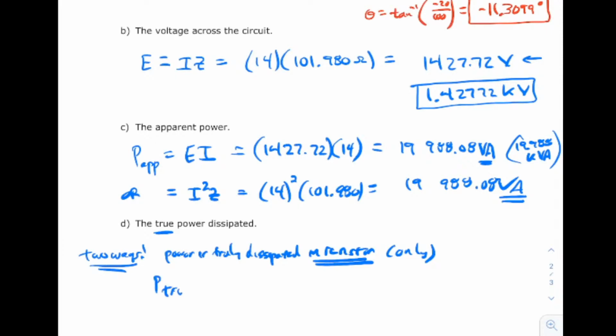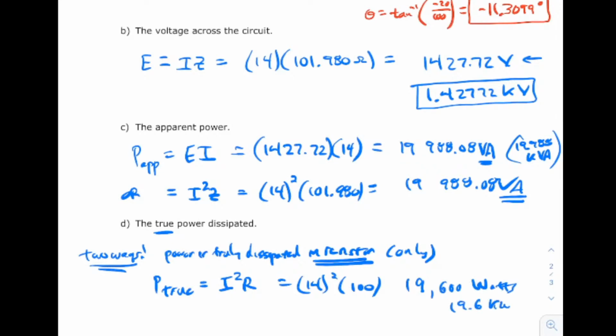what you would do is you would ignore the coil and the capacitor. In other words, you'd use R instead of Z. It's the same current all the way through the circuit. So I could use I squared R. I is 14. And then remember, the R was exactly 100 ohms. None of this 101.98, that's the impedance. The actual resistance was 100. So 14 squared times 100. You end up with 19,600. And these are actually watts. Or I really should say 19.6 kilowatts.